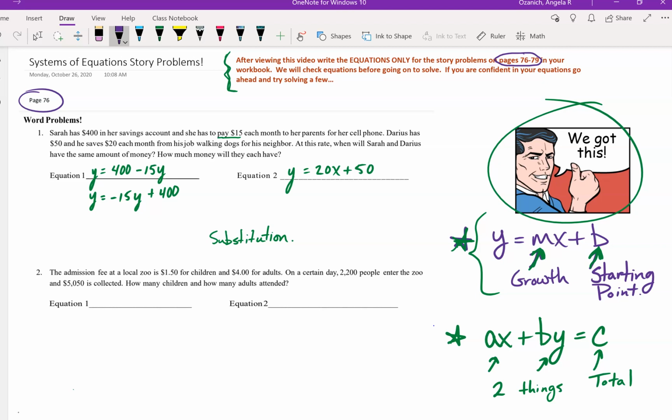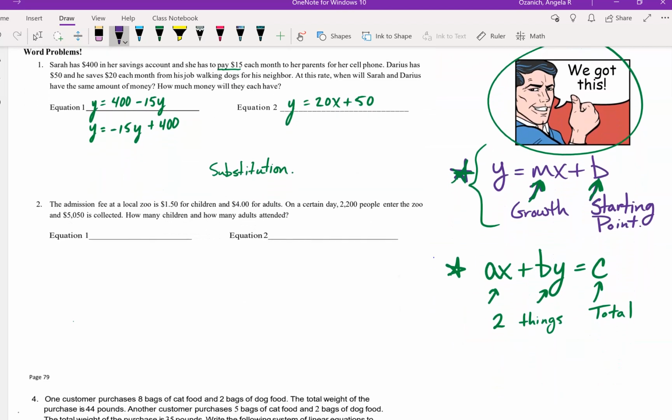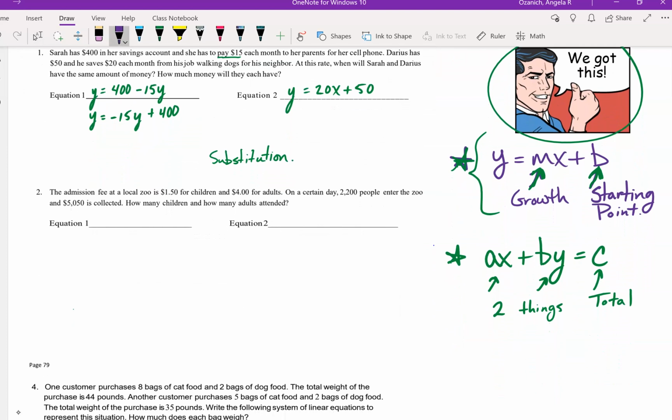Story problem, just developing the equations here today. The admission fee at a local zoo is $1.50 for children, so that's going to be important information, $1.50 for children, $4 for adults. And it says there were $5,050 collected. Okay, so I'm going to write a money equation, and I'm going to write one that has to do with some ticket sales, total tickets. And again, I'm going to use this two things idea because it looks like I have adult tickets and children's tickets.